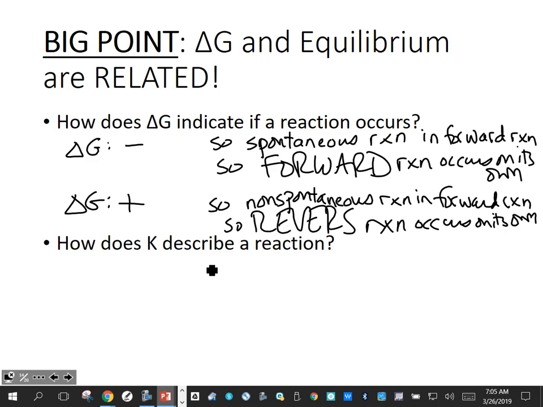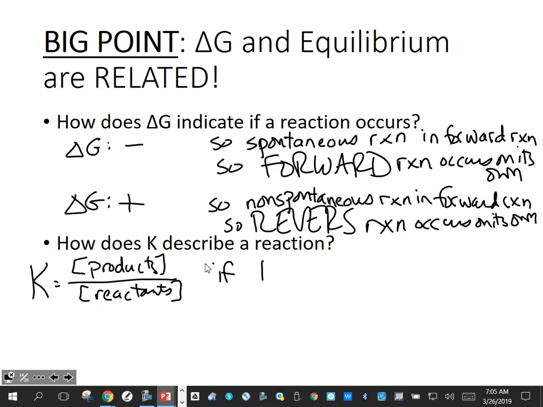And then likewise, we have K. How does K describe a reaction? Because we know that K tells us things. And remember, K is the concentration of products over the concentration of reactants at equilibrium. And we talked about this a number of times in the equilibrium unit. K tells us by its magnitude information about the reaction. If K is greater than 1, what does that mean? It means that we have more products than reactants at equilibrium.